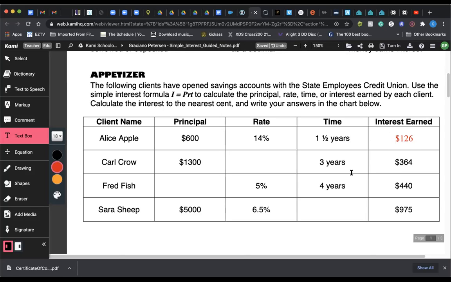So but now we have Carl. Carl has a principal of $1,300, and after 3 years, he made $364 on that principal. I now have to figure out at what rate his interest was being charged, right? So I'm going to write down all that information again and give us another blank sheet. Principal equals. Okay, so again, my normal formula is just I is equal to PRT.